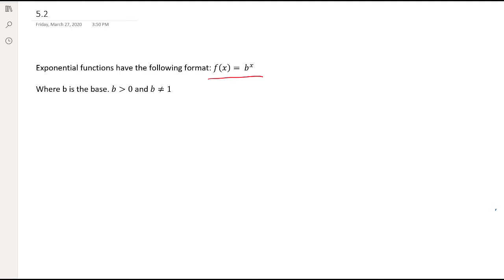The base has to be greater than 0. So our base has to be positive, and our base cannot equal 1. Those are the rules for an exponential function. Your base has to be positive, and your base cannot equal 1.